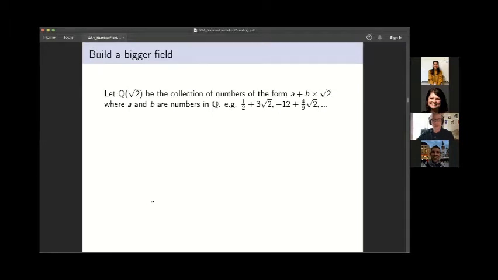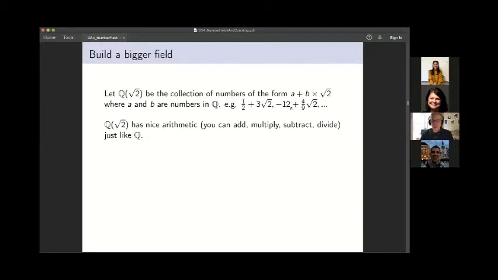So let's do that. So let Q adjoin the square root of 2. That's how I'll read this collection of symbols here. Q adjoin the square root of 2 is going to be the collection of numbers of the form a plus b times the square root of 2, where a and b are rational numbers. So examples of members of this Q adjoin the square root of 2 are a half plus 3 times the square root of 2. That's a perfectly good number, and we'll say it's in there. Or minus 12 plus 4 ninths times the square root of 2, another perfectly good, albeit kind of weird looking number, but it's in there. And we want to consider the collection of things that look like that.